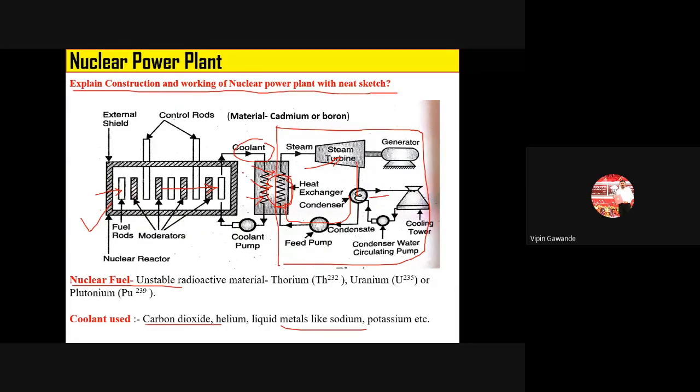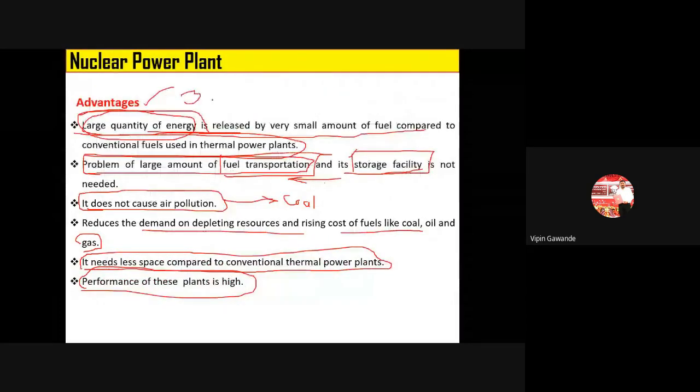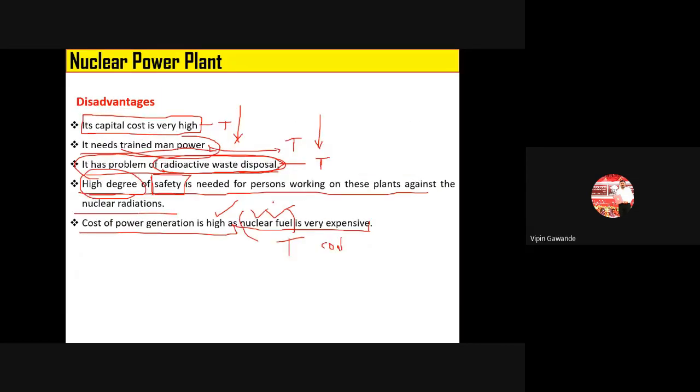Remember the advantages and disadvantages, because this is also asked for 3 marks. Whenever you are writing the advantages and disadvantages, compare with the thermal power plant. Here we have seen that it doesn't cause any pollution, but coal causes pollution. Nuclear fuel is very costly, but coal is very cheap. Likewise, you have to remember the advantages and disadvantages. These are for 3 to 4 marks, and are asked in the examination.